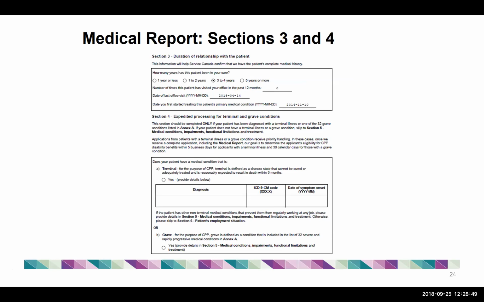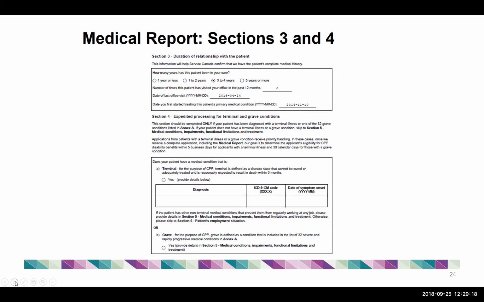And again, I'm assuming that most of you have the report in front of you. So the first two sections of the medical report, so pages 1 and 2, are actually filled out by the client, so you don't have to do anything there. So that just involves tombstone information and the consent to share information with Service Canada. Your obligations as nurse practitioners start in section 3.